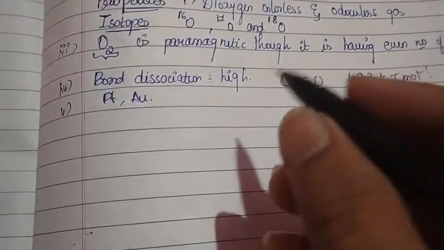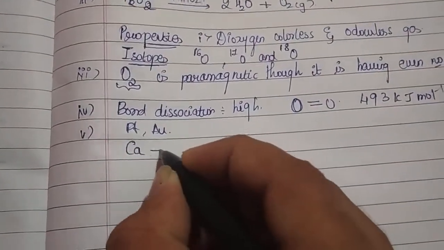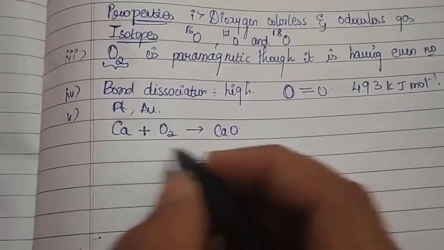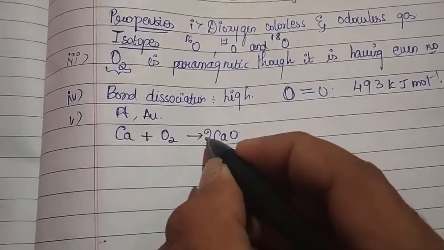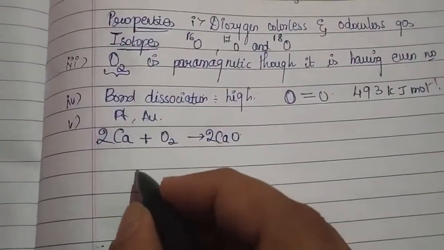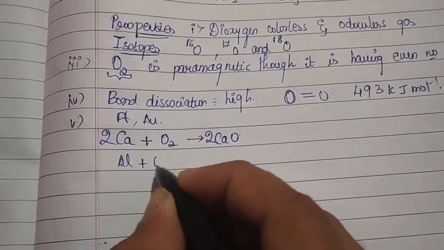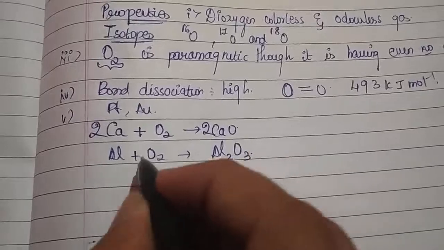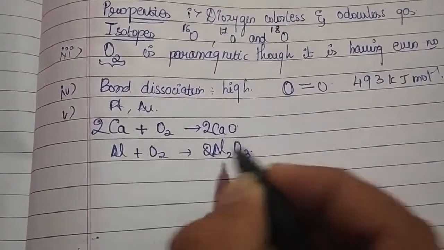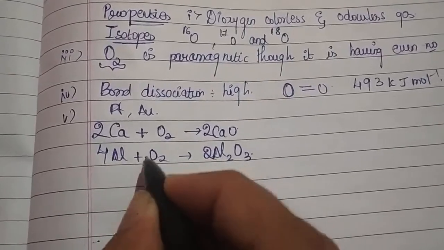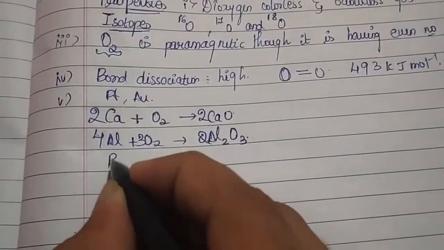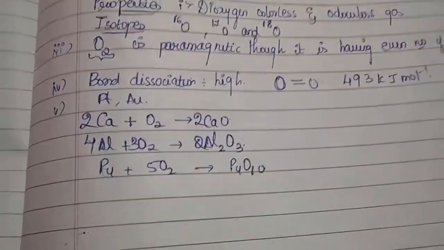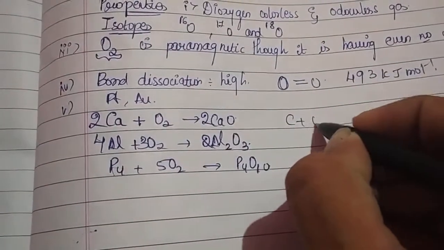Coming to certain important reactions, as I said, oxygen reacts with almost all metals. With calcium, the reaction goes this way: Ca plus O2 gives CaO. To balance this, 2Ca plus O2 gives 2CaO. Similarly, aluminium reacts with oxygen to give aluminium oxide, Al2O3. To balance this, 4Al plus 3O2 gives 2Al2O3. Similarly, P4 plus 5O2 gives P4O10. Similarly, C plus O2 gives CO2, as it reacts with certain non-metals like carbon.